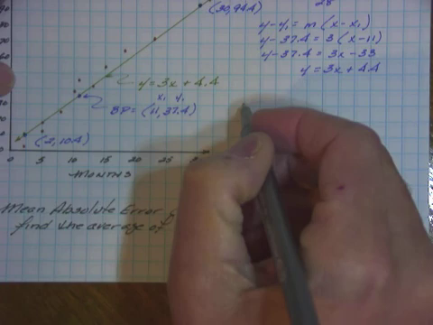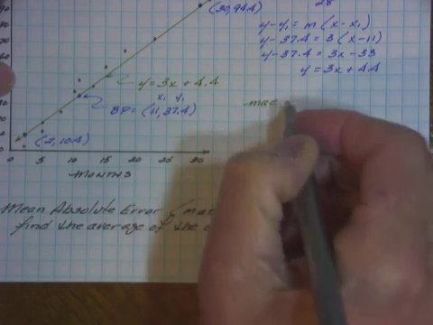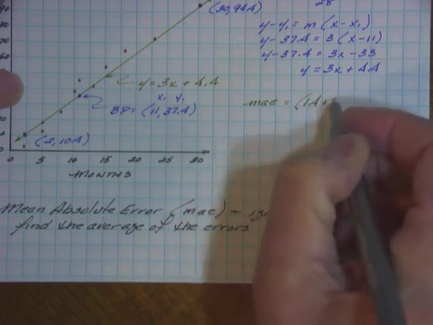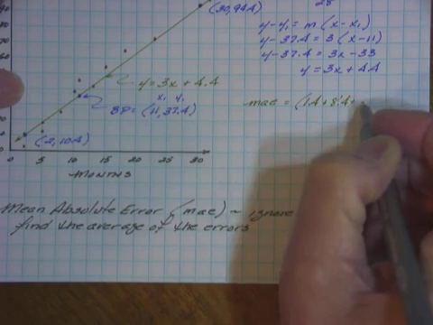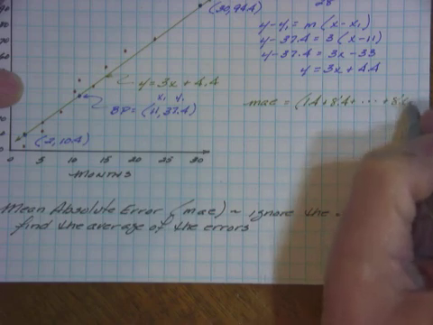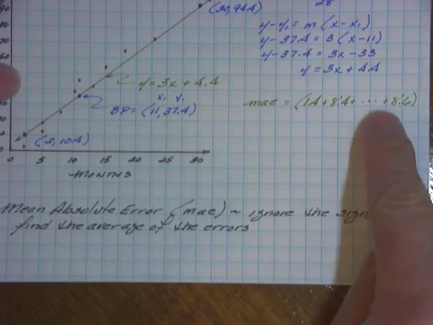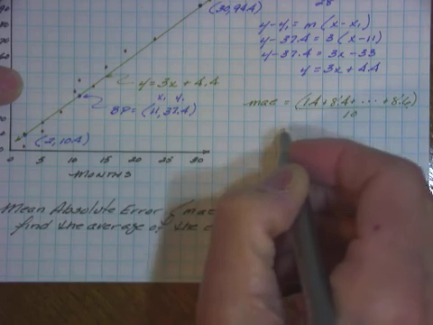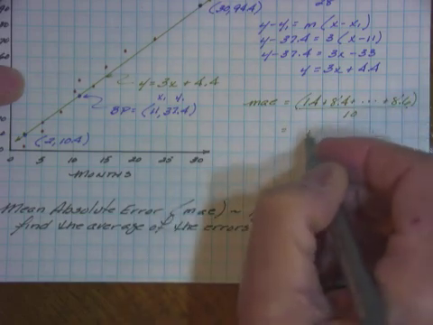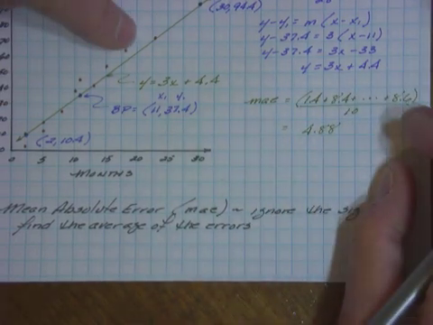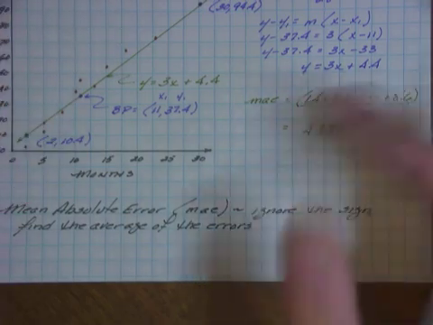All right, so I'll do that calculation right here. I've got mean absolute error equals, and I've got 1.4 plus 8.4 plus, I'm not going to show all the numbers, you can find them, plus 8.6. So this is showing where I'm adding up all those errors, and then divide that by 10 because there are 10 people, and you get a mean absolute error of 4.88. So the mean absolute error of my first predicted line is 4.88.